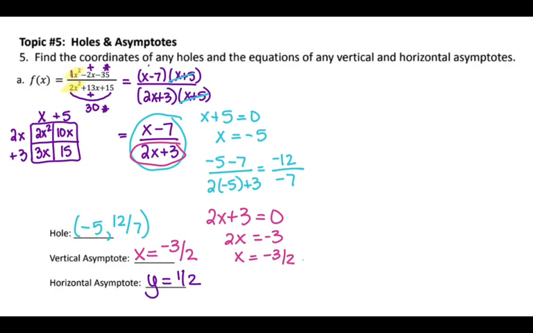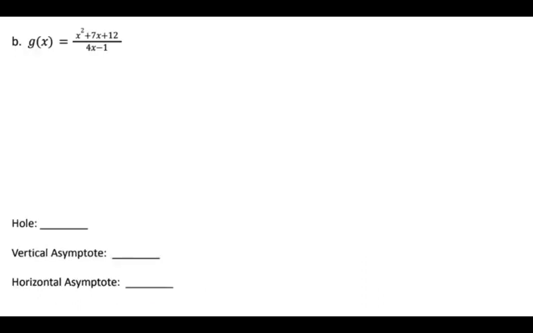All right, let's do another one. I'm going to go ahead and start by factoring. Up top, I don't have to use the box. I can just find two numbers that multiply to 12 and add to 7. That's 3 and 4 over 4x minus 1.